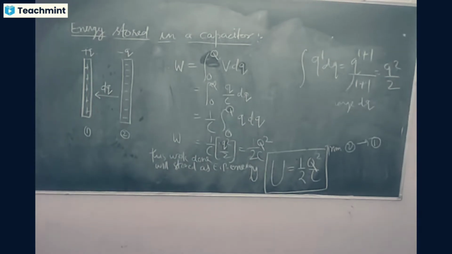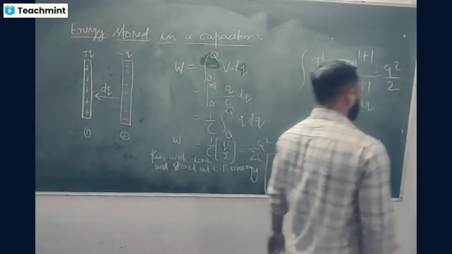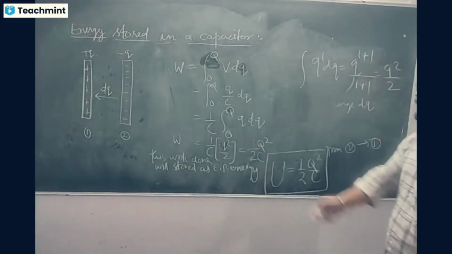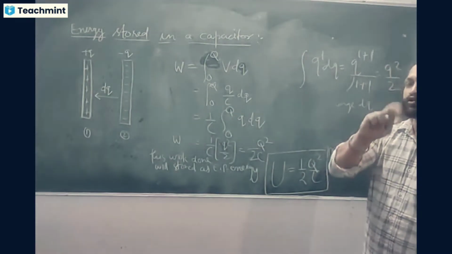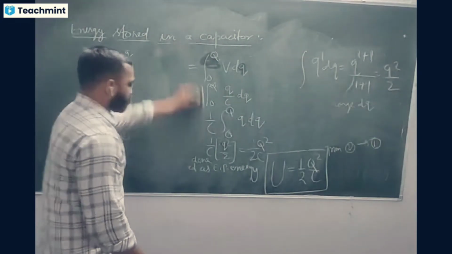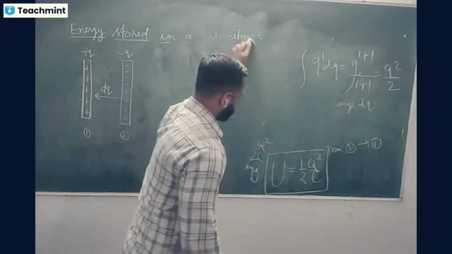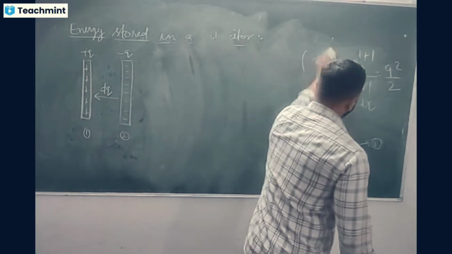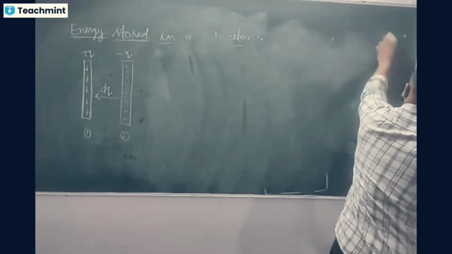Now what else can we do? We can write this formula in different forms. So the general formula is U equals half Q square upon C. In board examination it may be asked for 2 marks, and it is also very important for your competitive examinations. Now how can we write it in other forms? Let's see.